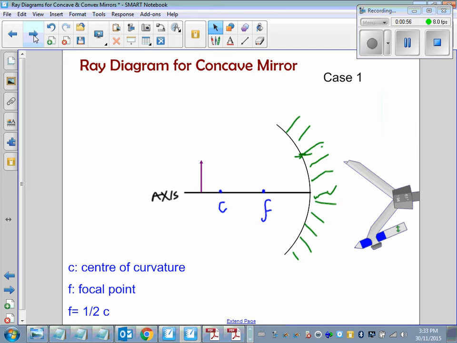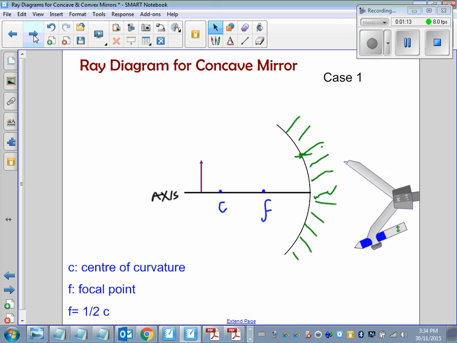Okay, so ray diagrams for concave mirrors. Well, there's a couple of different scenarios. There are 5 cases we're going to focus on. In those cases, the purple object is going to be moved increasingly towards the concave mirror.